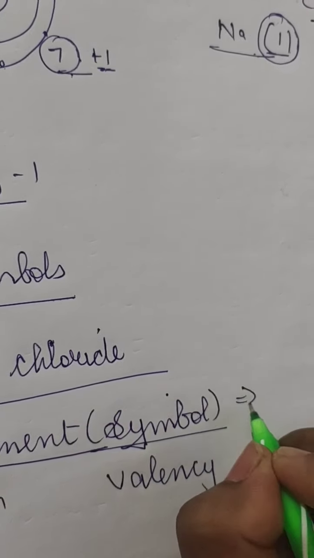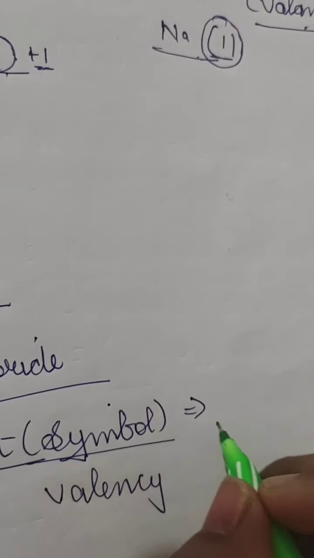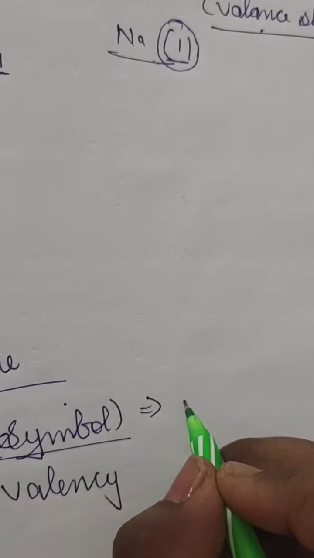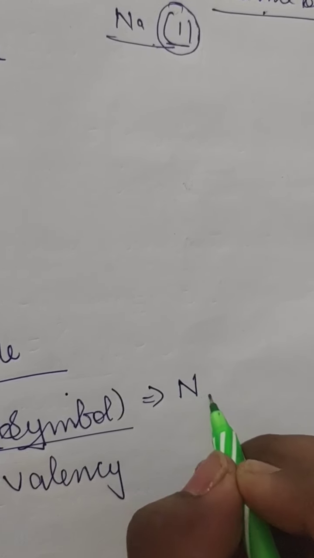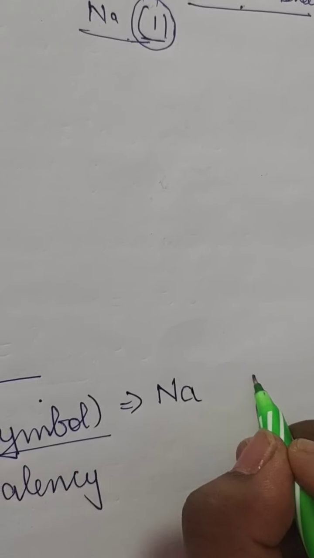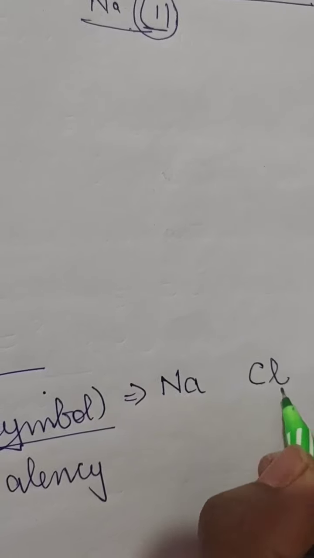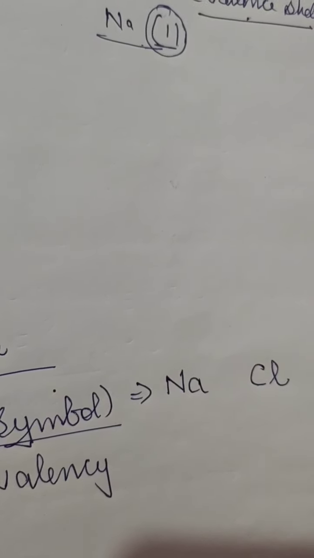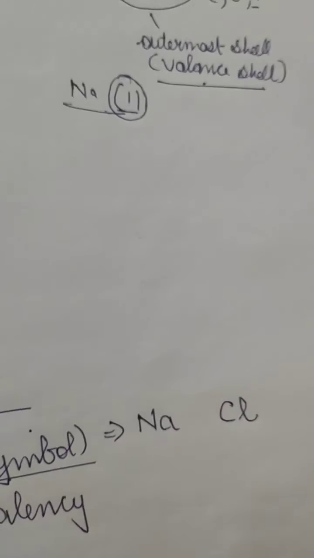So for example, we are taking two elements because we had to make sodium chloride. So two elements are required in this. One is sodium, so we'll write the symbol of sodium, and the other is chlorine. So for this you have to learn the symbols. That's why I was forcing you to learn the symbols in our previous lecture.